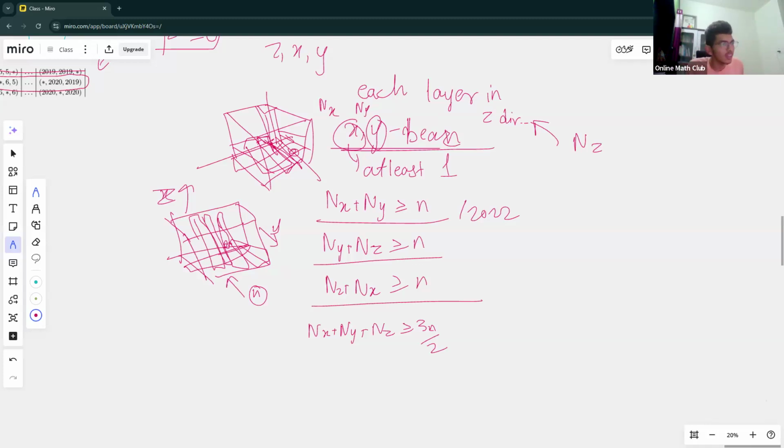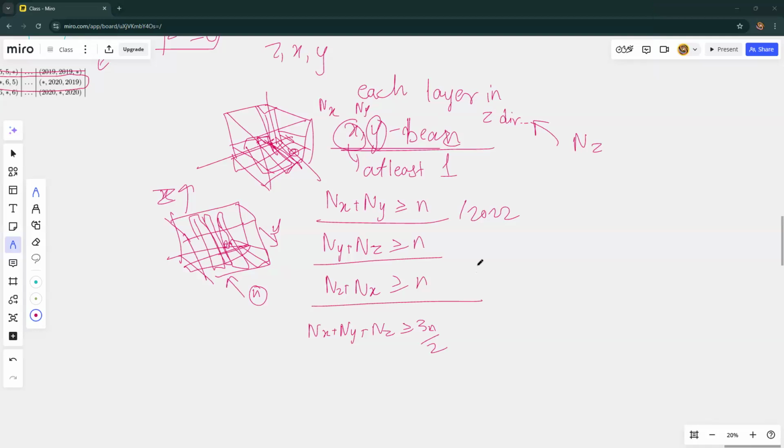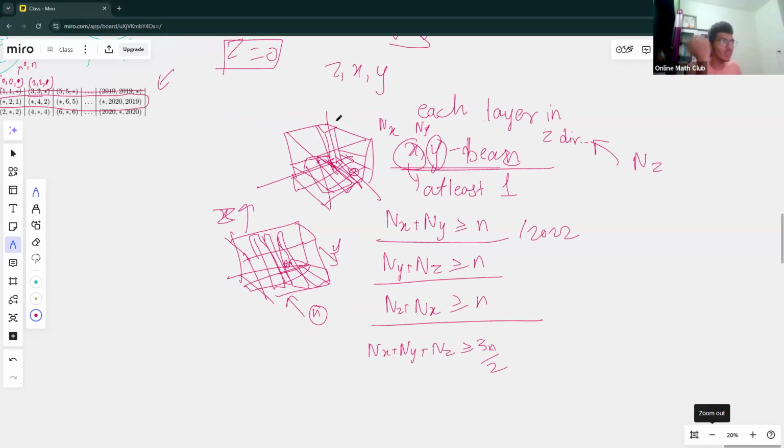Anyone like did not understand this? How do we get greater than or equal to? Can you just show the first equation again? Yeah, okay. So each Z layer has at least one Z type of beam, and for each Z layer, we have to cover at least one of the layers with X or Y type of beams. So that's why Nx plus Ny is greater than or equal to N.